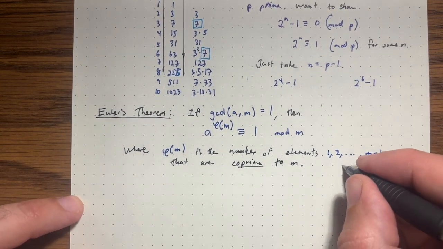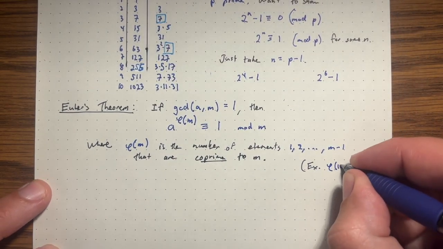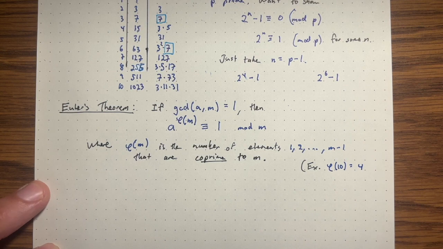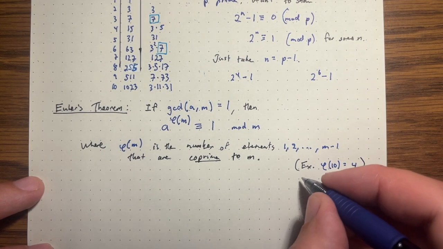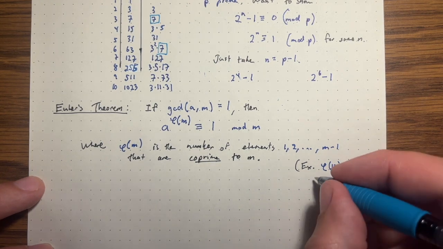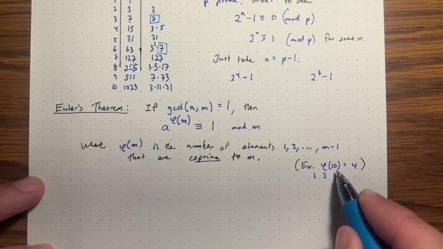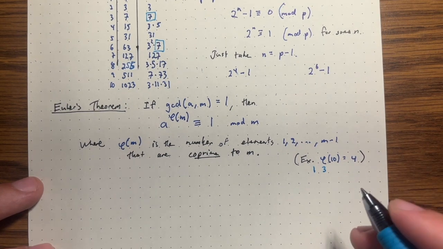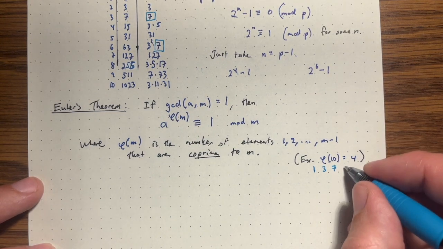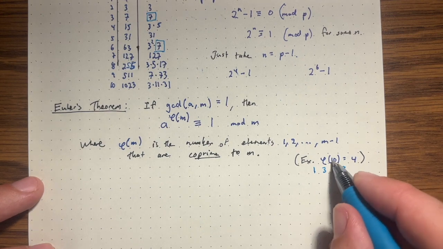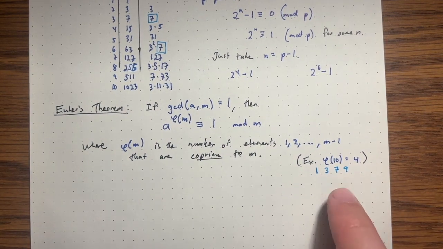For example, phi of 10 is 4. How am I getting 4? I'm just counting the coprime elements. 1, 2, 3, 4, 5, 6, 7, 8, 9. So 1 is coprime to 10. 2 is not. 3 is. 4 is not. 5 is not, it shares a factor of 5. 6 is not, it shares a factor of 2. 7 is. 8 is not. 9 is. 9 is not prime, but it is coprime to 10 because it doesn't share any factors in common with 10. So that's how I got the 4. I counted those.